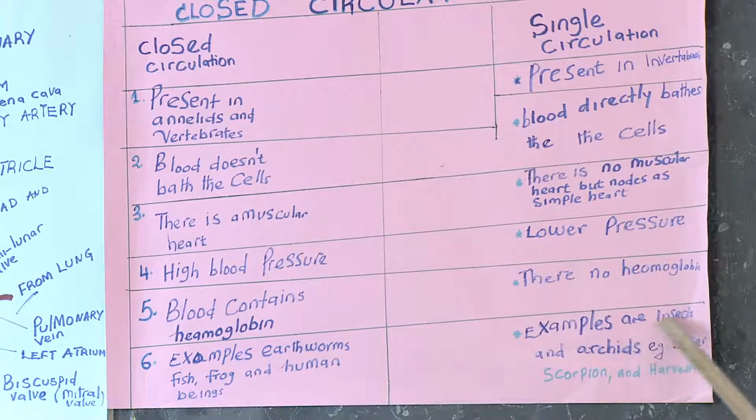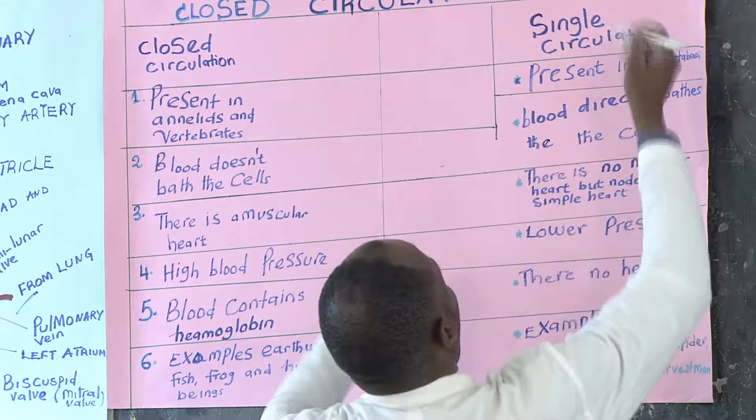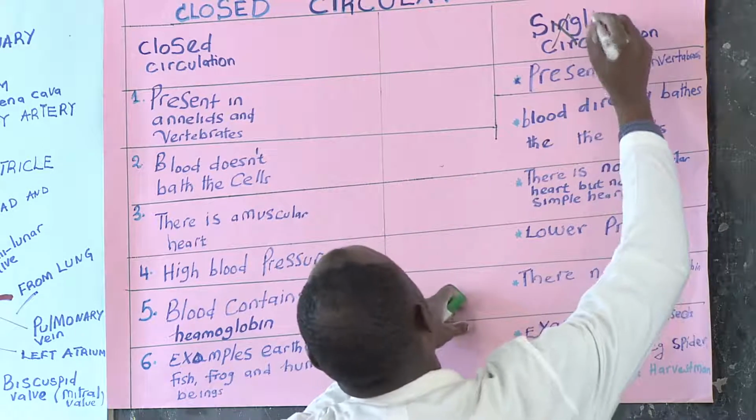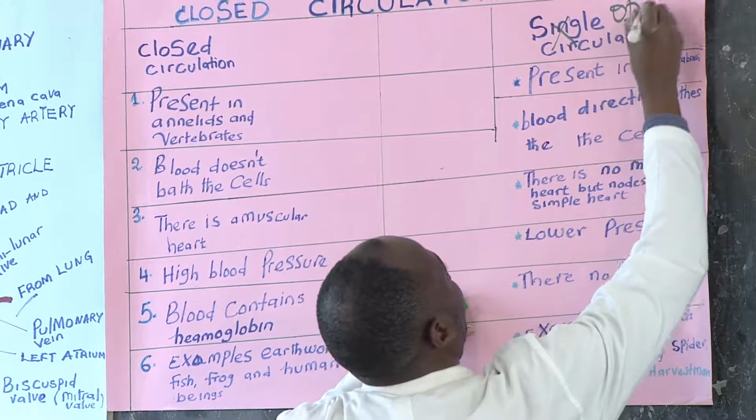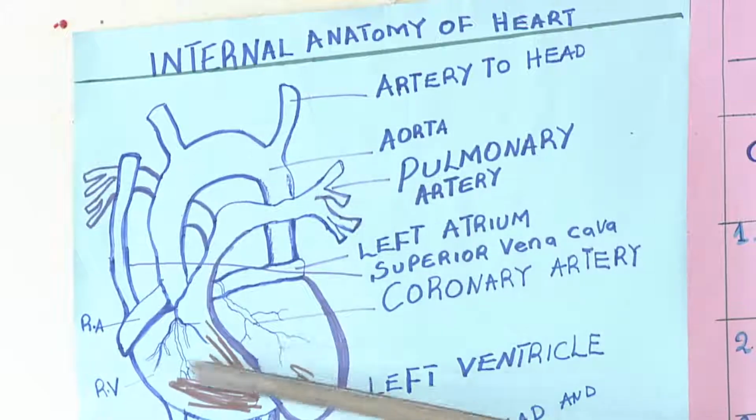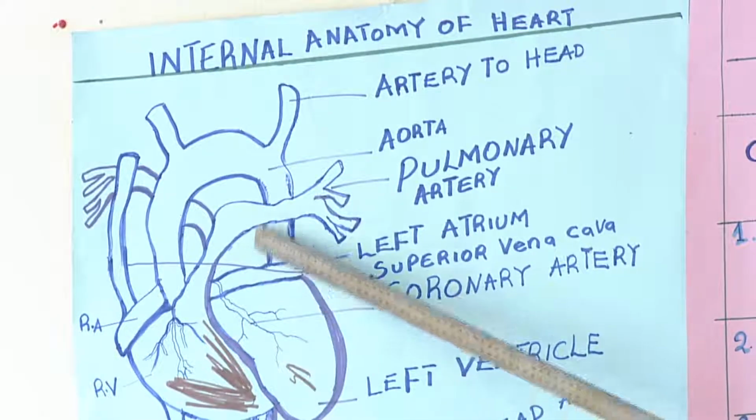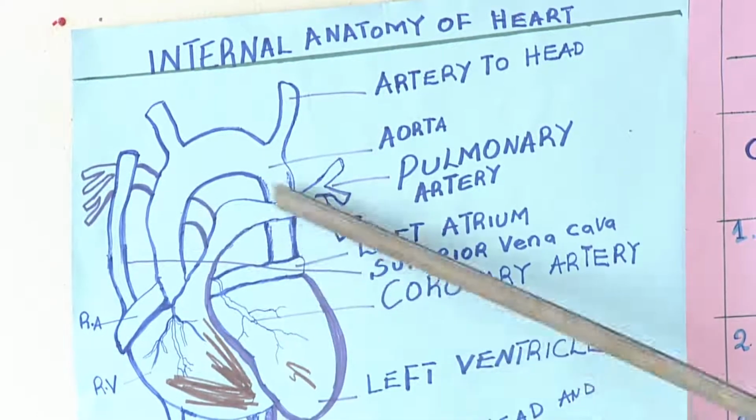This is supposed to be insects and arachnids and so on. This is quite something which we have to correct. We can call this open circulation.